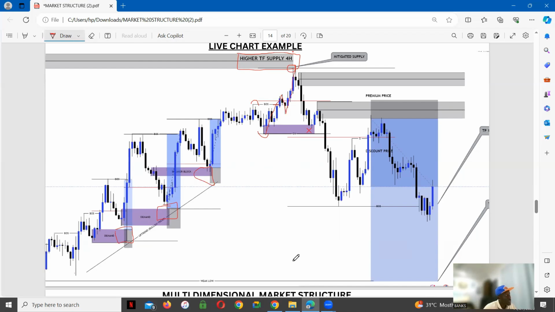After price mitigated our 4-hour supply zone, what do you have here? I think this was the last low which broke this high. So here probably becomes what? Your demand level, right? So I was telling you that after price mitigates a higher time frame level, you need to avoid the lower time frame demand, the opposing demand waiting below it. This is why I was telling you that when price breaks structure and mitigates higher time frame supply and comes back into a demand level, please avoid this particular trade.